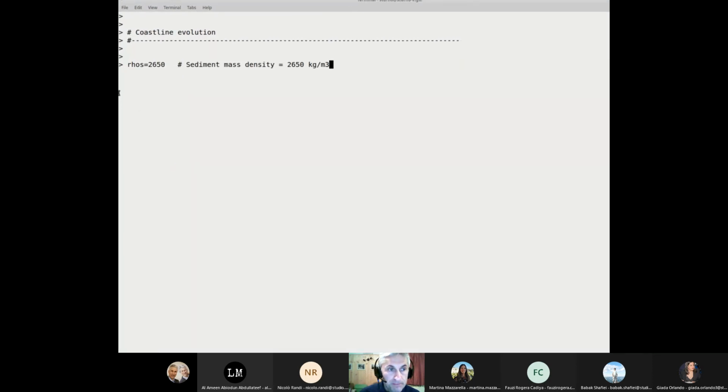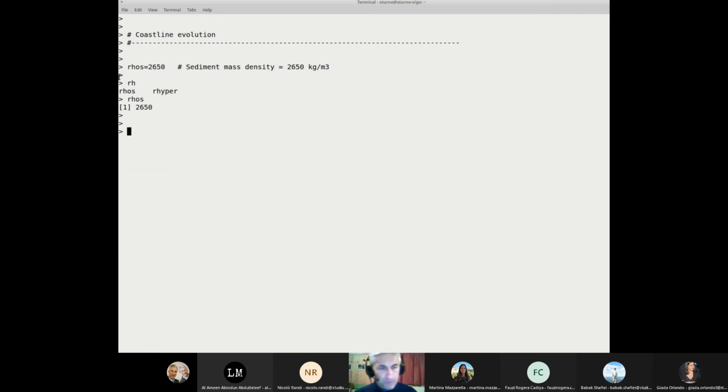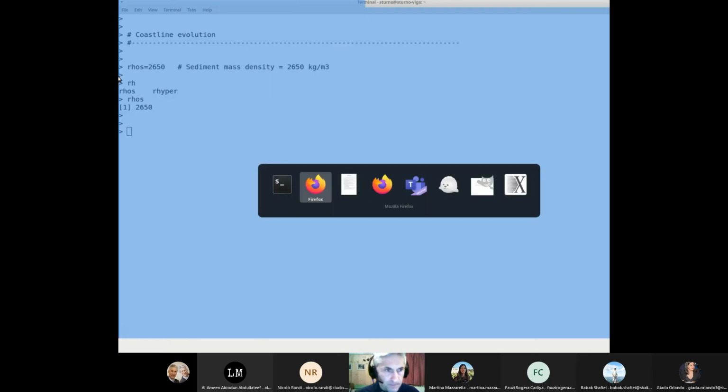Paste. Very good. Now, if I write RH and press the tab button to make it quicker, I get the value of the variable that I just defined. Perfect. I go back to the sequence of instructions.